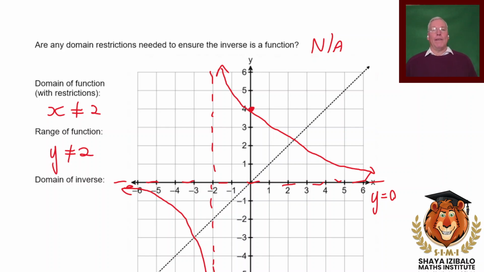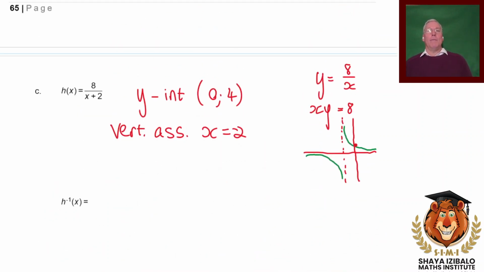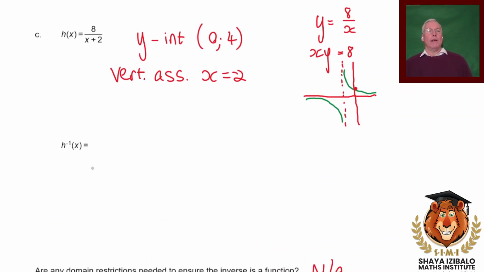Now we're going to try and find the inverse function. Remember how we find an inverse function. We're going to write it as y equals 8 over x plus 2. We're going to swap x and y around. X is 8 over y plus 2.